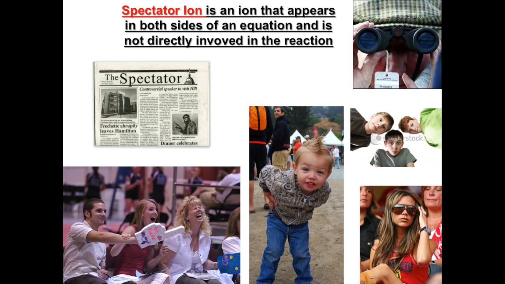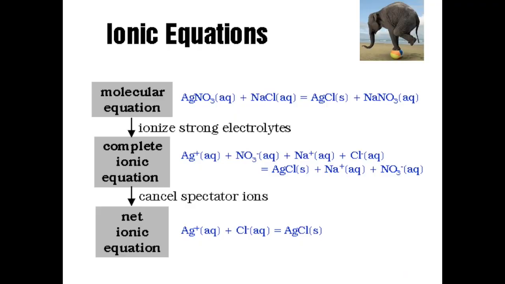Spectator ions are ions that appear on both sides of the chemical equation, but are not directly involved in the reaction. Usually what we get is a molecular equation, which we can see in the first row. Here we have silver nitrate and sodium chloride, both aqueous, and that yields silver chloride as a solid and sodium nitrate in aqueous solution.